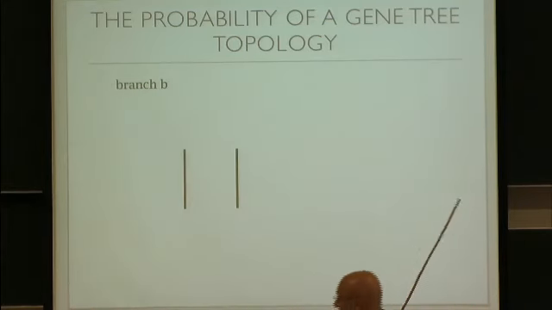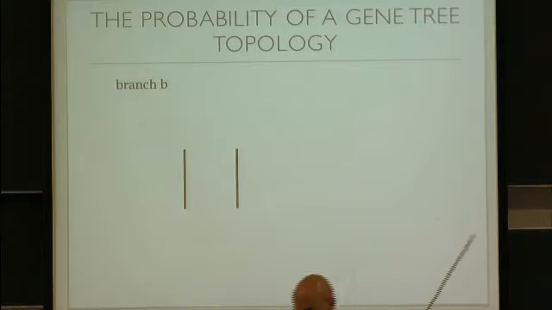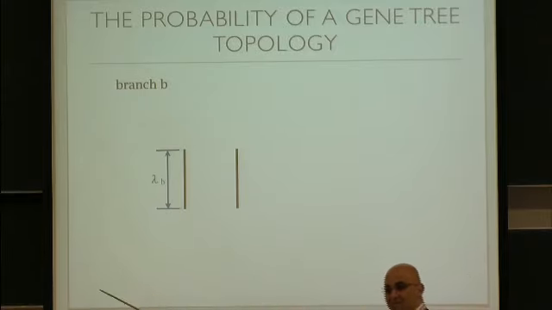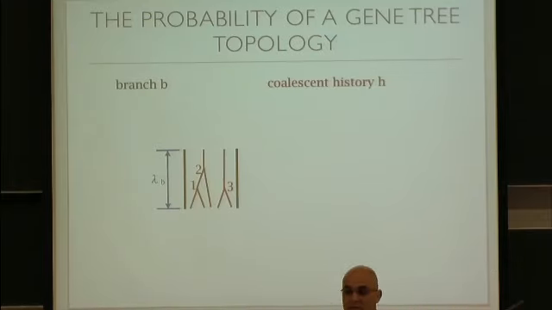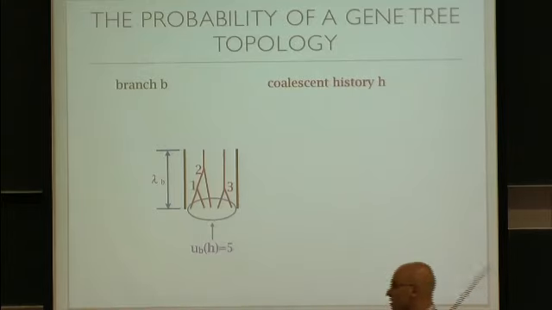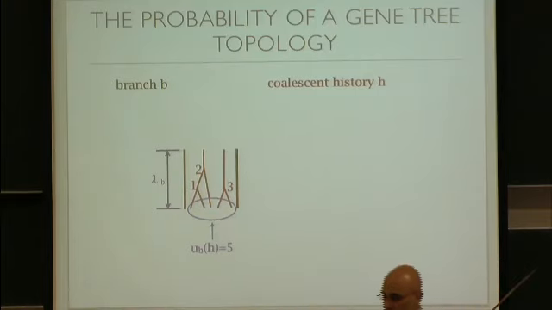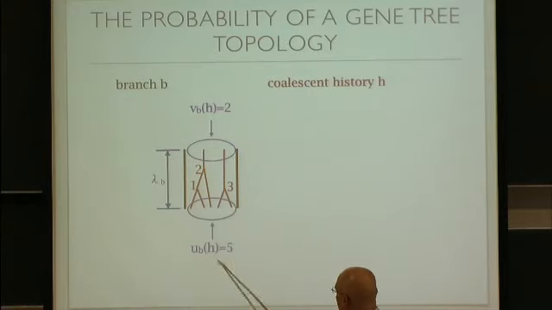So to illustrate this, suppose this is a branch of the species tree. This is the length of the branch in terms of coalescent units. A coalescent unit is basically 2N generations, okay? So this is the length of the branch. And suppose I have this coalescent history, which means that I have 5 lineages entering the branch and 2 exiting, with 3 coalescent events happening in this specific order. So in that formula, for this specific coalescent history, the number of lineages entering here is 5 and the number of lineages exiting is 2. So we have U sub B of H is 5, V sub B of H is 2.